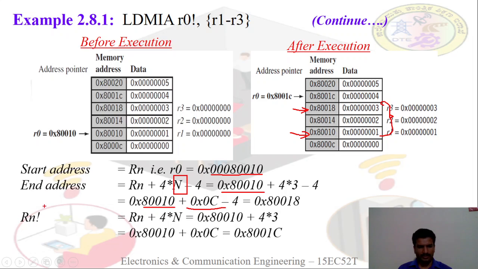Here we have used Rn with the exclamation symbol, so Rn is updated with the end address after execution of this instruction. The formula is Rn plus 4 into n. Rn is 80010 plus 4 into 3, that is 12, so 80010 plus C is equal to 8001C. This is the end address, the updated address.